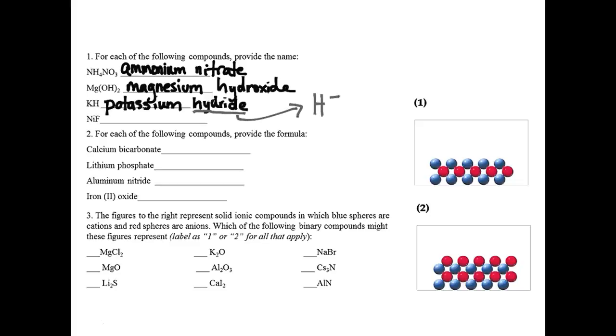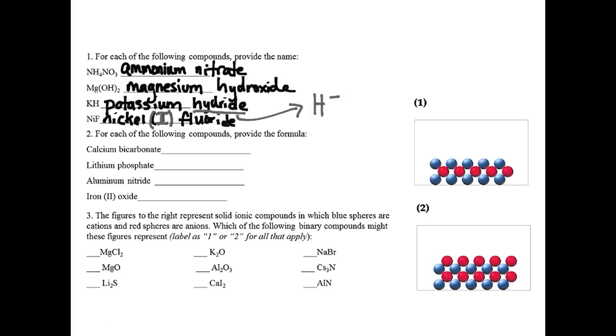Nickel is a transition metal, and so nickel can be +1 or +2. Fluoride is the anion listed there for NiF, and fluoride is definitely -1 charge, which means that this is definitely nickel +1. So when you name it, you have to give it the Roman numeral 1: nickel(I) fluoride. And this 1 here that I'm highlighting is because it's the +1 charge.